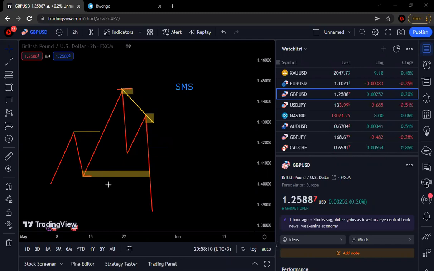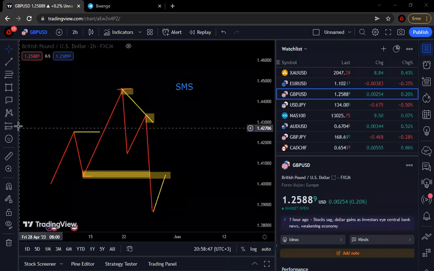So what could we wait for here? Because this supply was broken. I mean, this demand, before it was broken, it was demand, and when demand is broken, it becomes supply. So what we were waiting for here was for the price to go back to mitigate this one, and this is where we could take our trade to the next structure below.